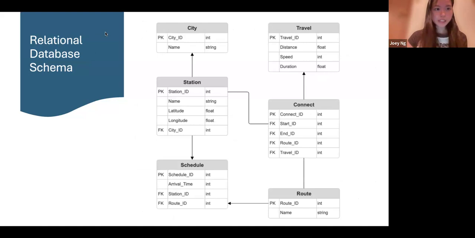Going into our relational database schema, because we have the many-to-many relationship between station and route, we have that connect as a table with primary key of connect ID, foreign key of start ID and end ID that are from the station ID, and then the route ID from the route table, and the travel ID from the travel table.